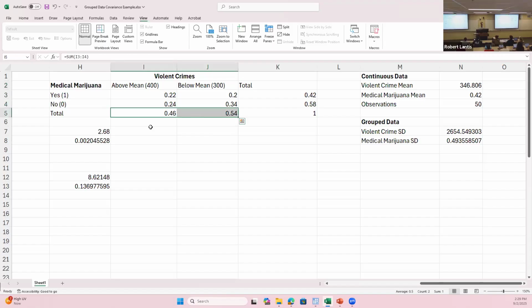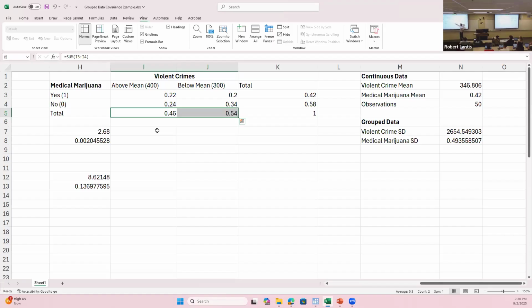Now these totals, if I'm just adding down the columns here, what would this proportion represent? The number of states that what? If I'm taking the number of states that have above average mean or 400 violent crime rate, they have medical marijuana legalized, and I'm adding to that the states that have above the average mean or 400 violent crime rate, but don't have it legalized. That's every state that has a high violent crime rate, essentially.